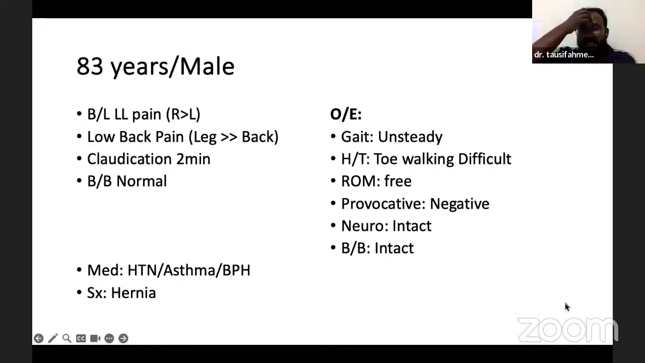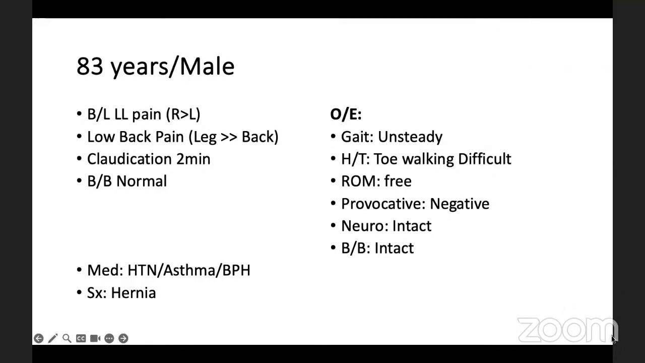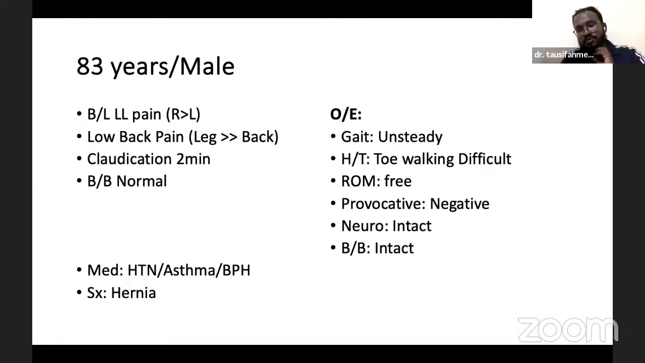Dr. Nishant, if you are here, can you take this question? Yes, sir. In any case of LCS, I would like to check the distal pulses as well. The vascular system needs to be checked, sir. Yeah. So bilateral lower limb pulsations are well felt. Still, I'm missing something.